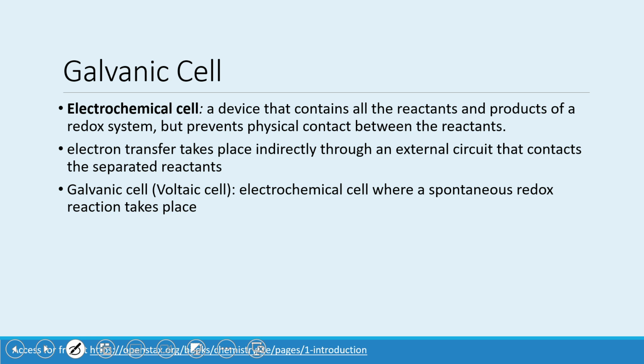So a galvanic cell can also be called a voltaic cell. You'll hear those used interchangeably, but it is a type of electrochemical cell where a spontaneous redox reaction takes place. So when you think of galvanic cells or voltaic cells, think of the word spontaneous.